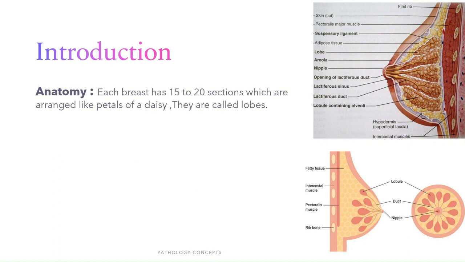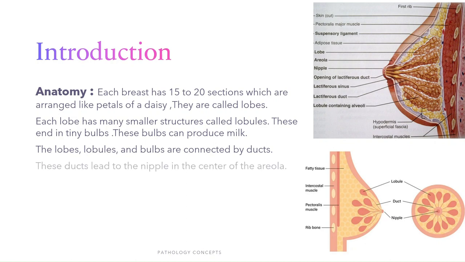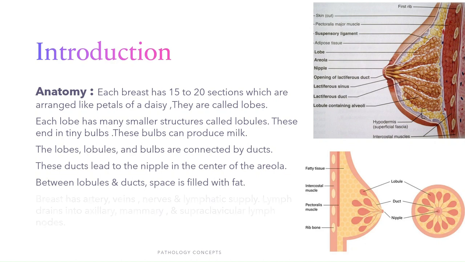Each breast has 15 to 20 sections which are arranged like the petals of a daisy. They are called lobes. Each lobe has many smaller structures called lobules. These end in tiny bulbs, and these bulbs can produce milk. The lobes, lobules and bulbs are connected by ducts. These ducts lead to the nipple in the center of the areola. Between the lobules and ducts, the space is filled with fat.